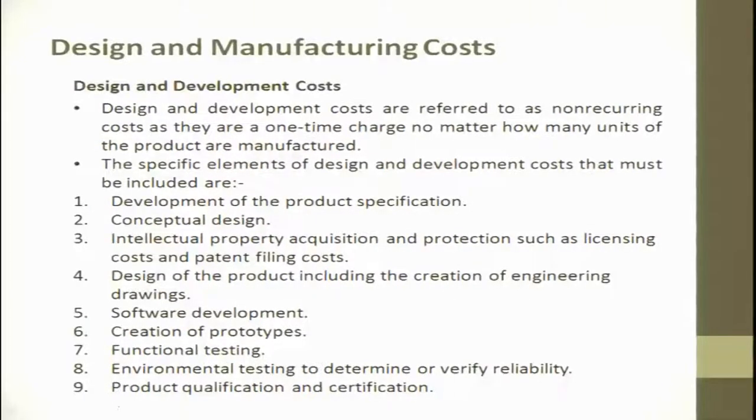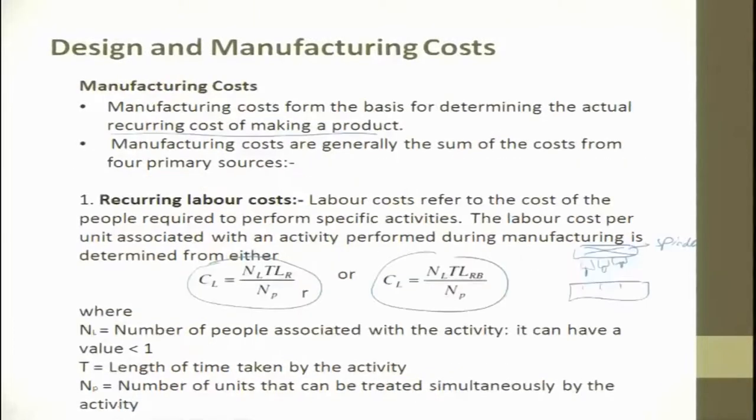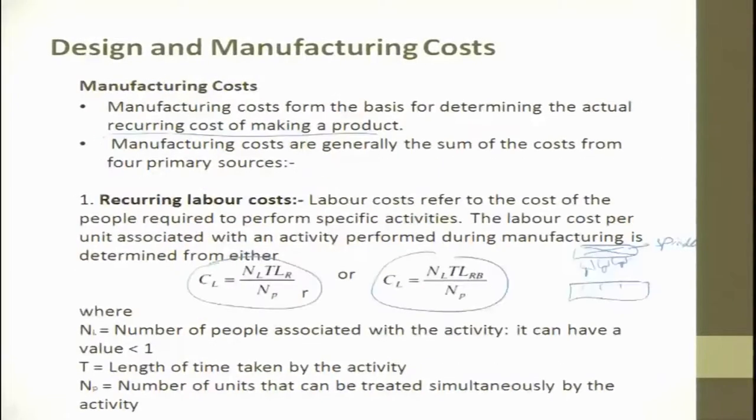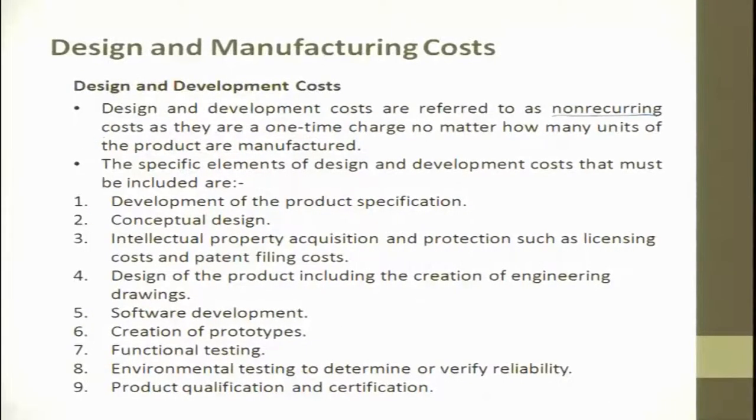So, design and development cost. Here what we saw was manufacturing cost. The next one is design and development cost. Design and development costs are referred to as non-recurring cost. Manufacturing cost is recurring cost. For every part I produce, there is a manufacturing cost. Design is made one time, and that is frozen for the rest of the time the product is made in the factory. So, they are one time charges, no matter how many units you manufacture.